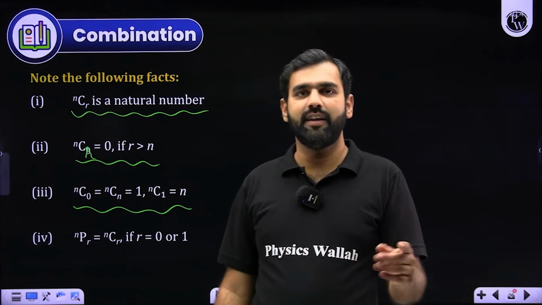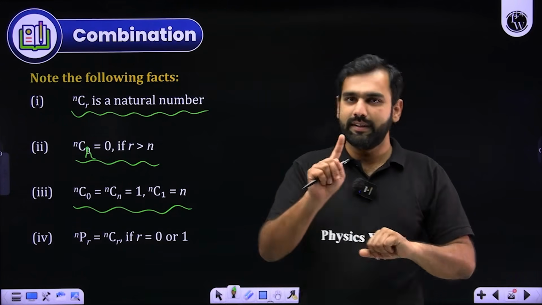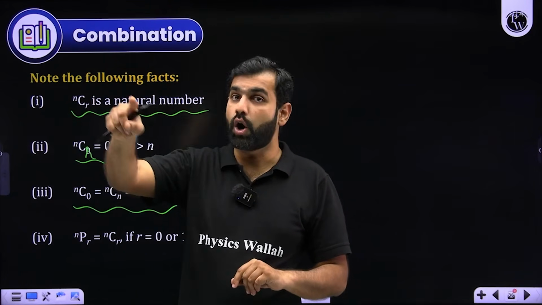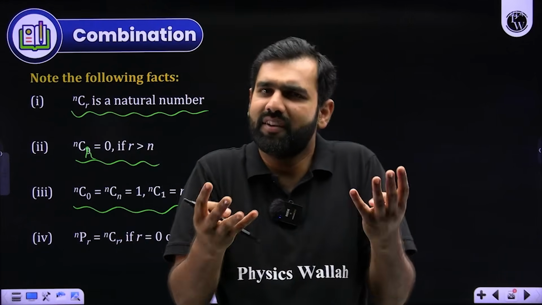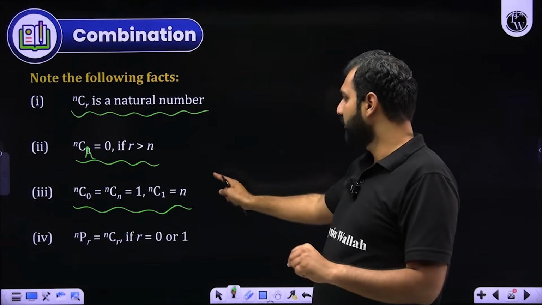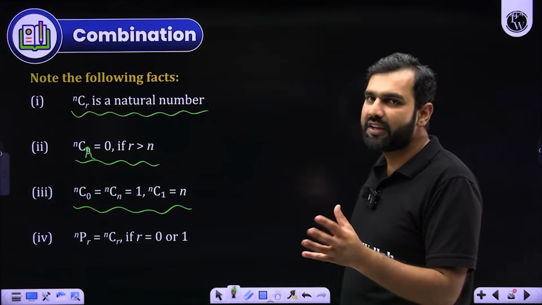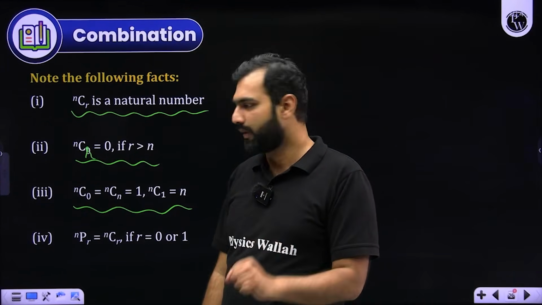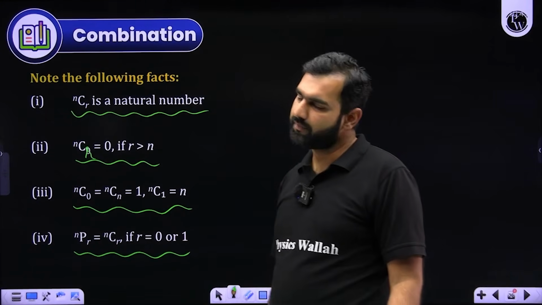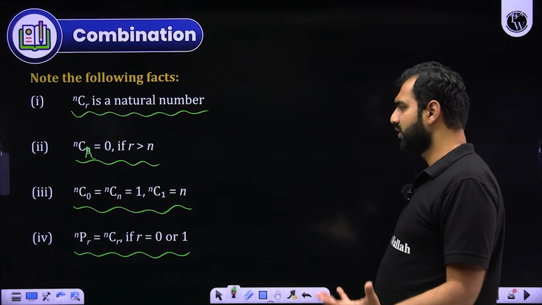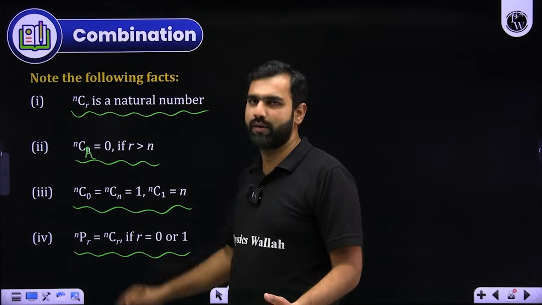Similarly, remember that nC1 is n. So out of 7 dishes, if I'm supposed to choose only one dish, that can be done in 7C1 ways, that is 7. Either I take the first dish, or second, or third, or fourth, or fifth, or sixth, or seventh. So how many choices do I have? 7 choices. So nC1 will always be n. These results can be brought through the formula as well, but these are very general and simple results which I'll ask you to remember. Now, nPr is equal to nCr if r is 0 or 1. You look at the nPr formula: whenever r is 0 or 1, or whenever r is 0 or 1 in nCr, it gives you the same result, 1.